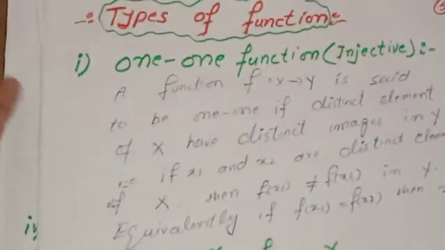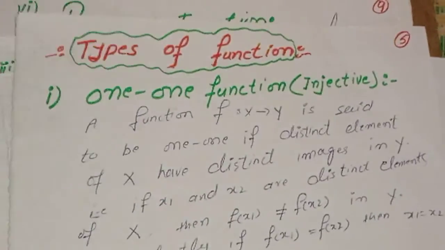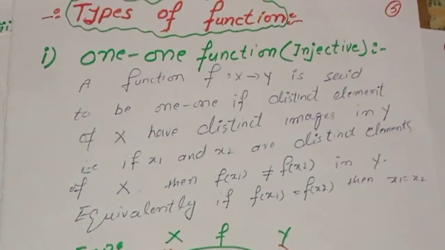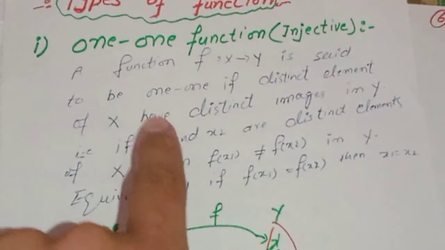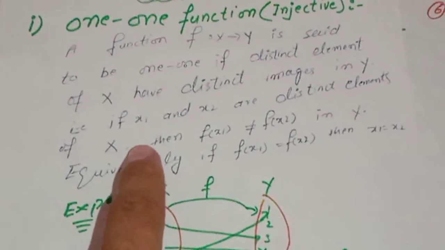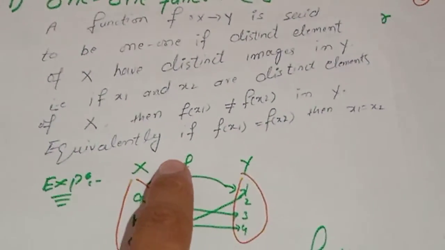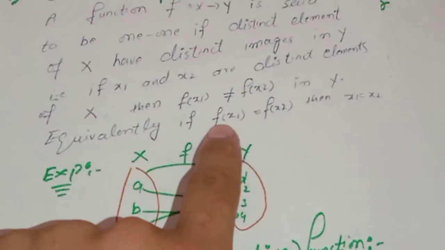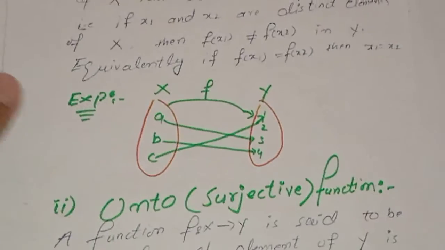Now we are going to discuss in detail the types of functions. So the first one is the one-to-one function, or injective function. A function f from X to Y is said to be one-to-one if distinct elements of X have distinct images in Y. If x1 and x2 are distinct elements of X, then f of x1 does not equal f of x2. Equivalently, if f of x1 equals f of x2, then x1 is x2.